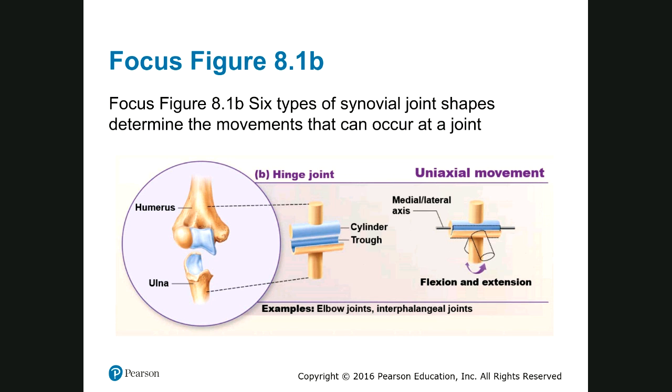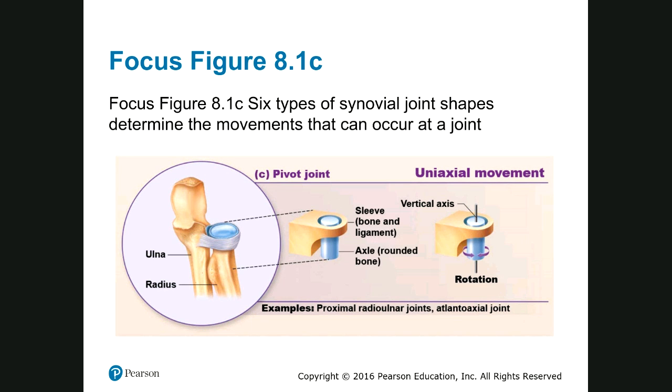So a hinge joint is like a hinge on your door. It basically pivots back and forth, and we have this axis like in your elbow. You can see the radius, the ulna and the humerus coming together, and you have this exact fit like a hinge where it moves back and forth, and it only moves in one direction. It moves up and down, up and down.